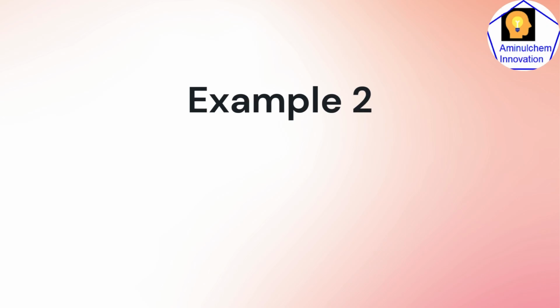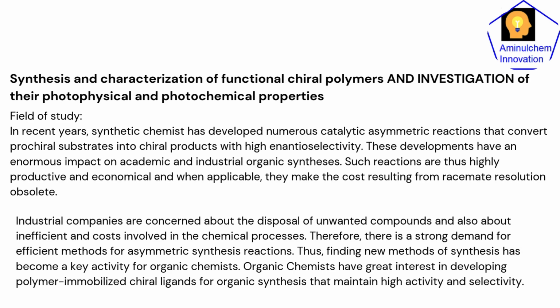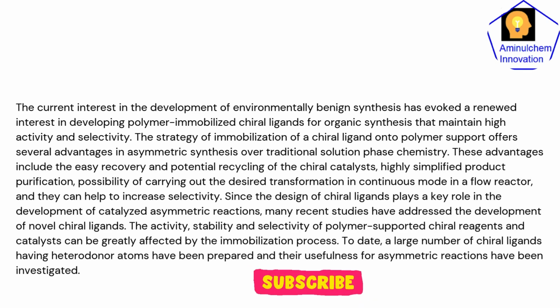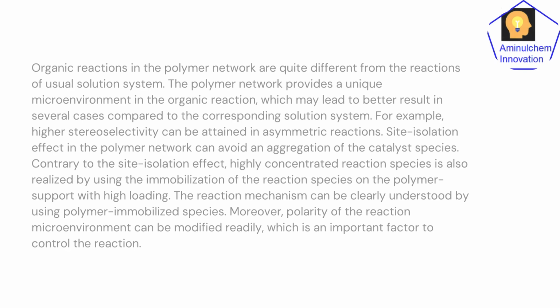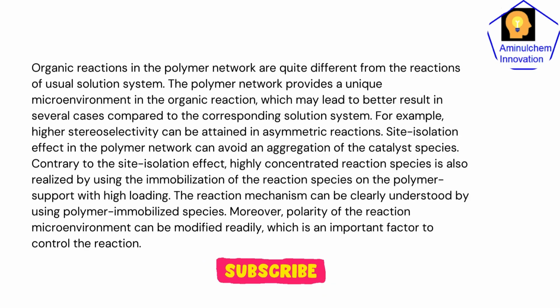Now, example 2, which was submitted for a MEXT scholarship in Japan. It is a little bit longer, so I will just show you the highlights. For example, the title was Synthesis and Characterization of Functional Chiral Polymers and Investigation of their photophysical and photochemical properties. In this field of study, as previously, you can provide a literature review in the first and second paragraphs. Then you can also mention the research gap in this field, and then you can also provide the key components of your research topic here, for example this one.